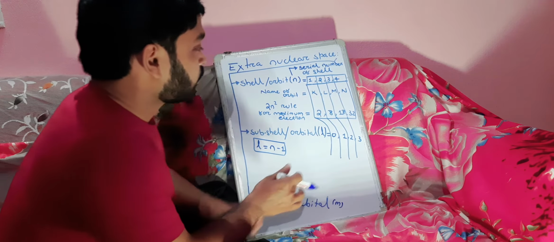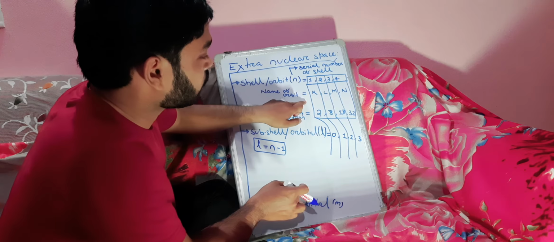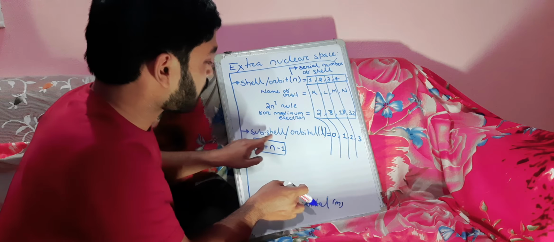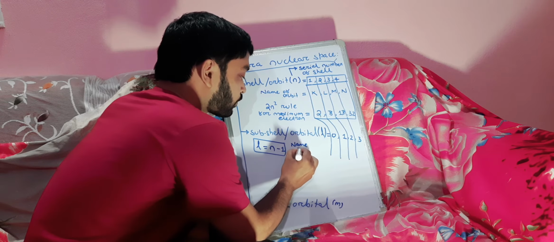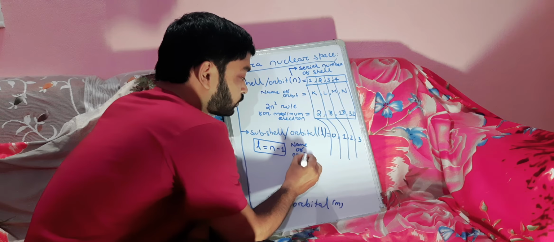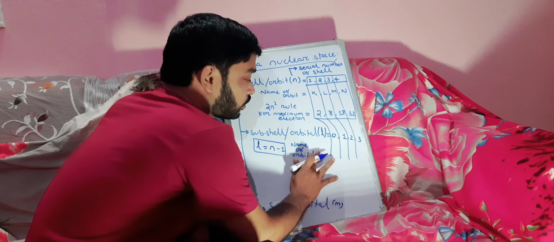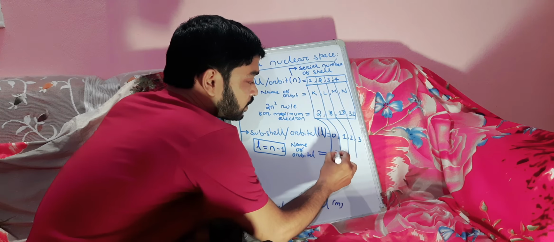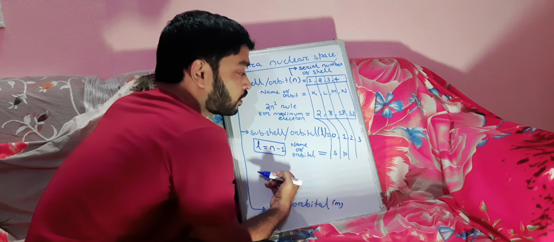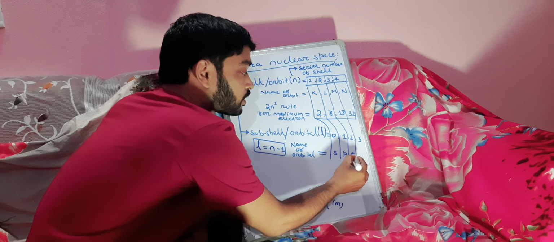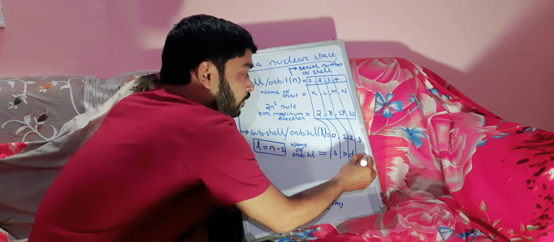Next, from here we know that the n value expresses the name of the cell or orbit. Similarly, the L value will express the name of the subcell or orbital. So next is the name of the orbital. The L value 0 expresses the orbital S, and the L value 1 expresses the orbital P. Similarly, the L value 2 expresses the orbital D, and the L value 3 expresses the F orbital.